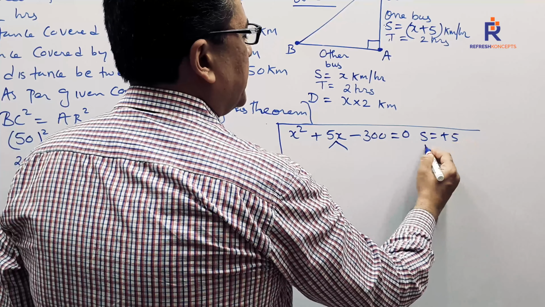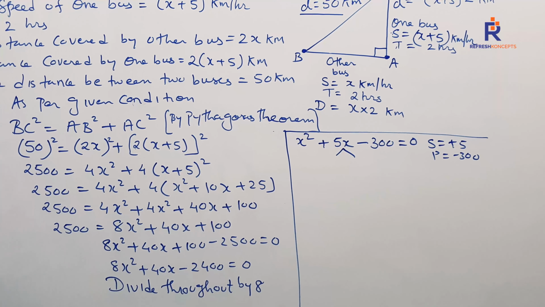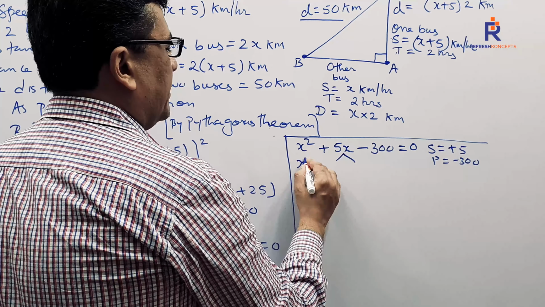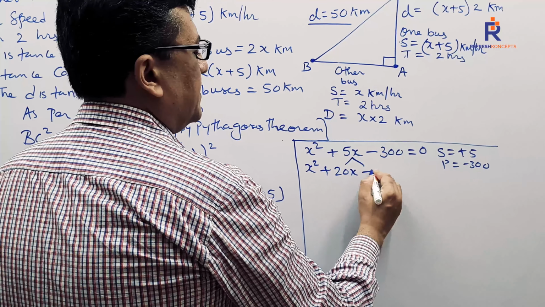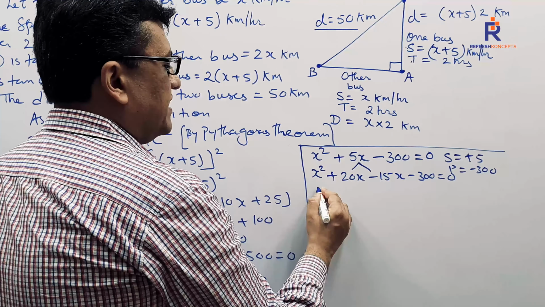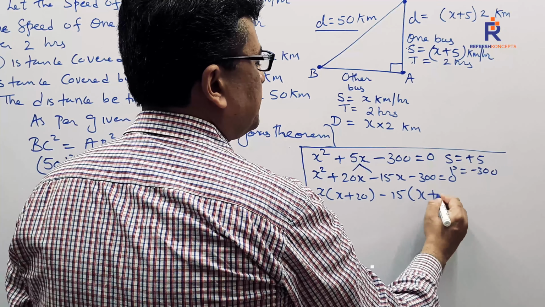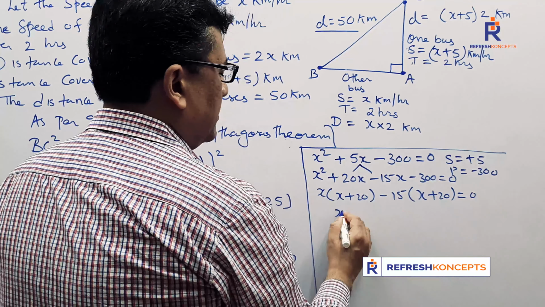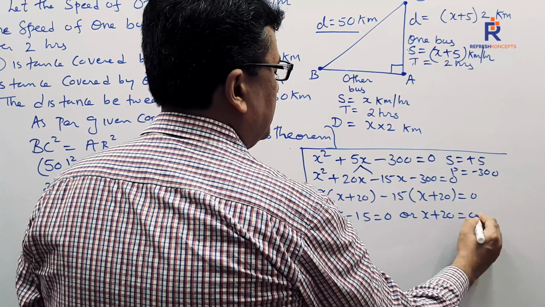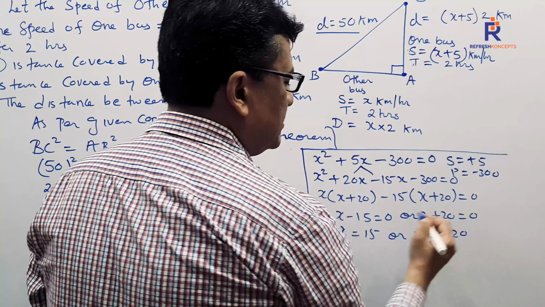Sum is plus 5. Product is minus 300. Come on, any guesses? Very simple, children. Plus 20 minus 15. x square plus 20x minus 15x minus 300 equals 0. x into x plus 20 minus 15 into x plus 20 equals 0. x minus 15 is 0 or x plus 20 is 0. x equals 15 or x equals minus 20.